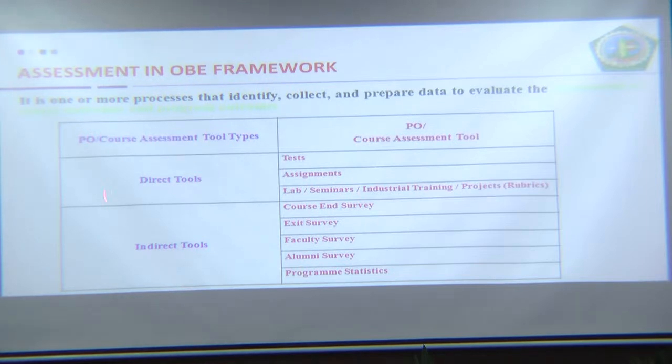So we'll be focusing more on direct tools. Normally, when POs are evaluated, we give 70% contribution to the direct assessment and 30% to the indirect assessment. It varies, it depends on the institute and the faculty, when they sit together and decide how much contribution should be given to direct and indirect assessment. Normally it could be 80-20. In the direct tools, your tests, minor tests, semester end exams, then assignments, then your projects, labs, all this.